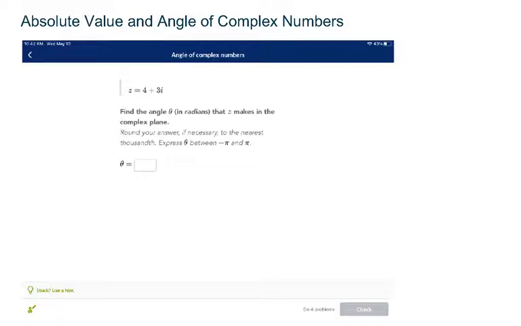So this is one of the problems Khan gave me when I went in to take the little quiz about finding the angle of complex numbers. So when they're asking you to find the angle, first of all, just a reminder that this form is a complex number written in the form where we have a real component and an imaginary component. So for the most part, this is what you're going to be using most often.